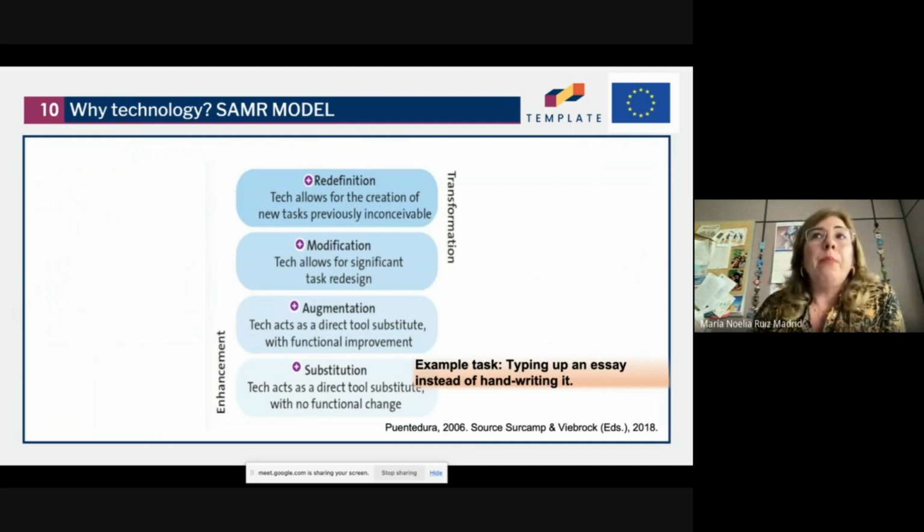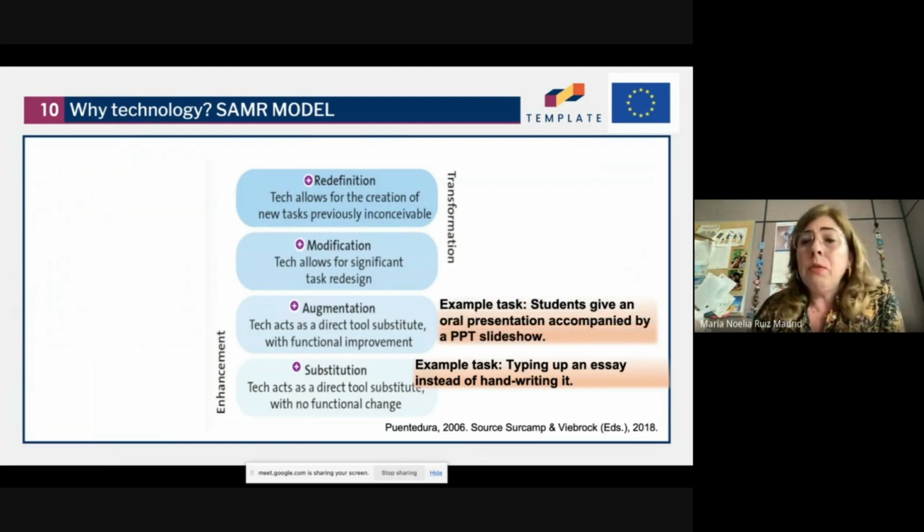We could modify and go a little bit beyond if we ask our students to activate the automatic corrector, which could give them feedback on the writing and go a step beyond, so it not only becomes a substitute, but something else. Maybe it could be here in the augmentation.